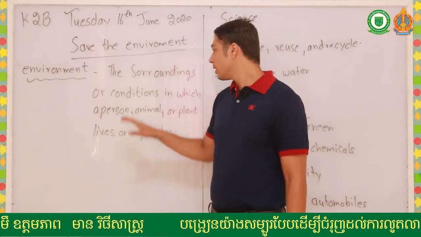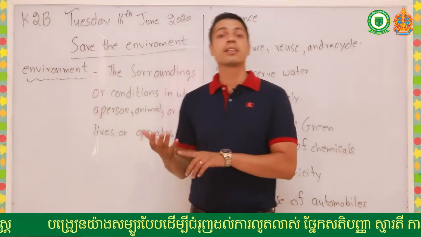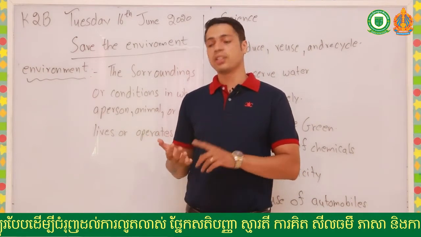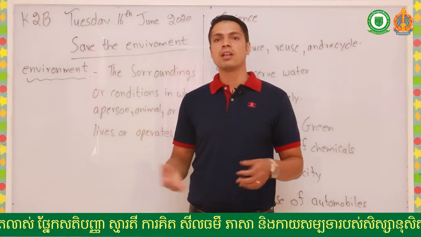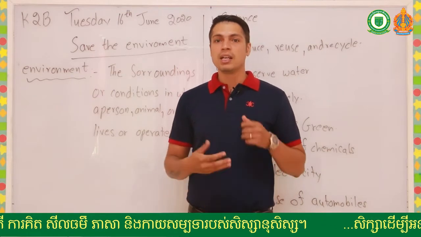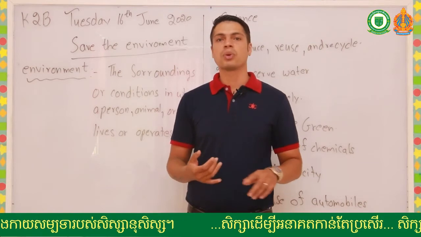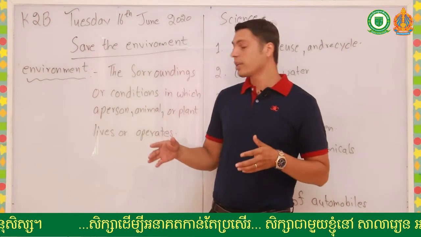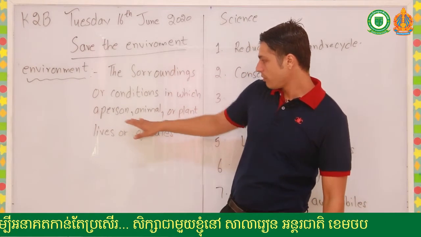So environment means surrounding. Surrounding means things around us, like weather and climate conditions. Okay, like conditions are good for us to live. Like if it's too hot, we cannot adjust, we cannot live. If it's too cold, very cold, freezing cold, we cannot adjust, we cannot live. So we need the right conditions and surroundings to live, to operate, for all living things.